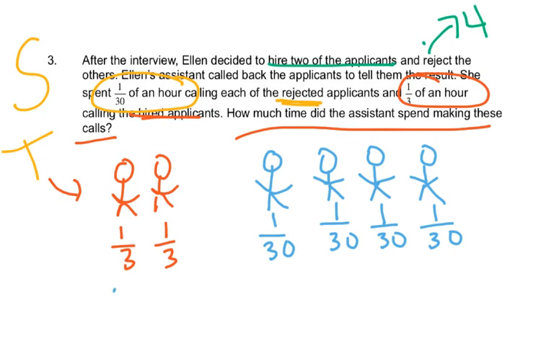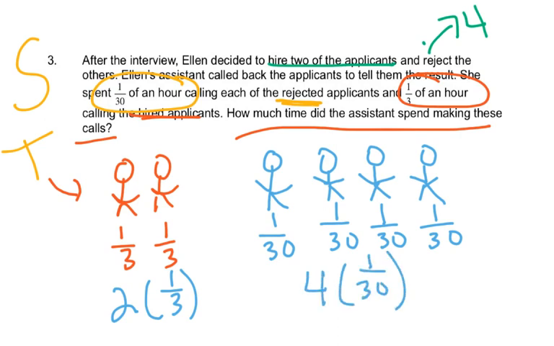Now I've translated my problem. Now I have 2 times 1/3, so I can multiply that. I have 4 times 1/30. And then I'm going to have to take the time she spent on the 2 applicants plus the time she spent on the 4 rejected applicants. So there's going to be an addition there. And now I can answer my problem.